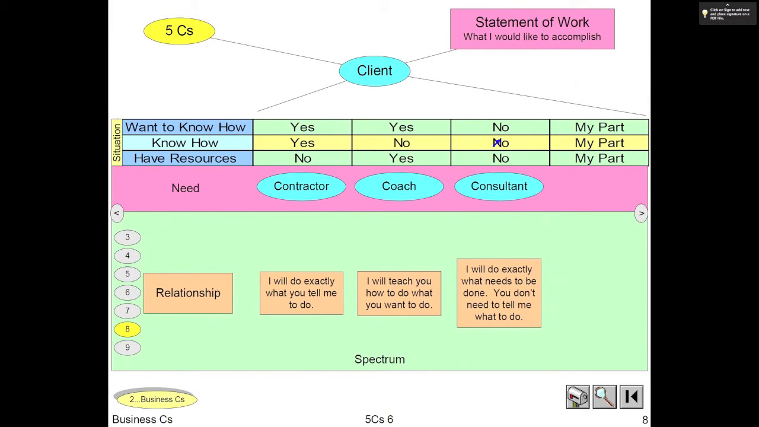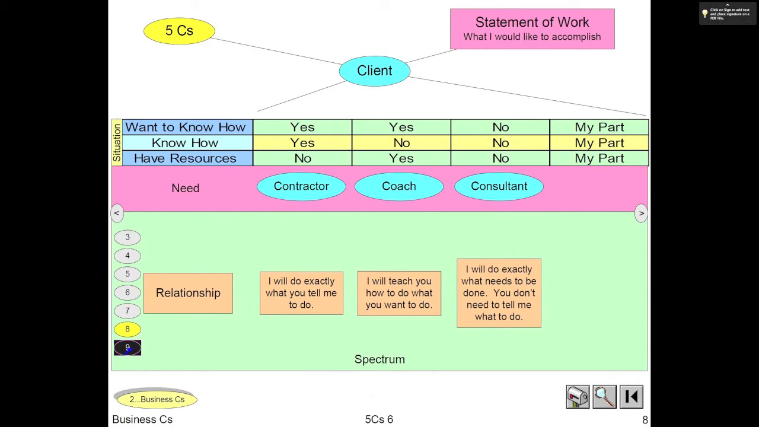If you don't know how to do the job, and you don't want to know how to do the job, and you don't have the resources anyway, then what you're looking for is a consultant relationship, where the consultant is saying, I will do exactly what needs to be done, but you don't need to tell me what to do.